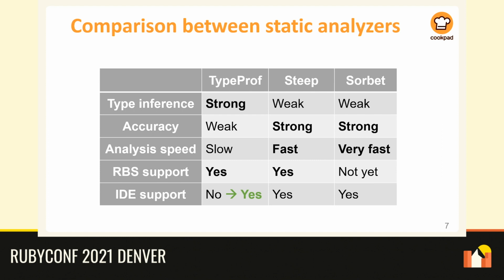TypeProf and Steep are based on the RBS language. They accept the same RBS files. Actually, they are using the same definition for the Ruby core features such as Array and String. On the other hand, Sorbet uses their own language. Steep and Sorbet have IDE integration. TypeProf did not have this feature for a long time, but this year I focused on the development effort of this feature, and it's finally working.